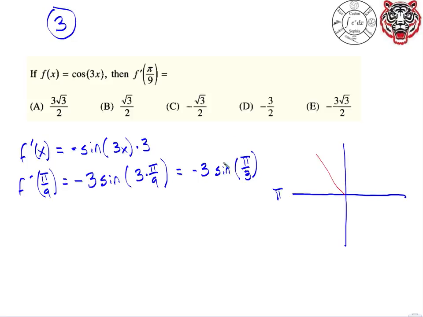Okay, so let me try drawing that line again. If I cut it into thirds, it kind of looks like that. Do you see this is a third, this is a third, and this is a third? That is the pi number of degrees cut into thirds.